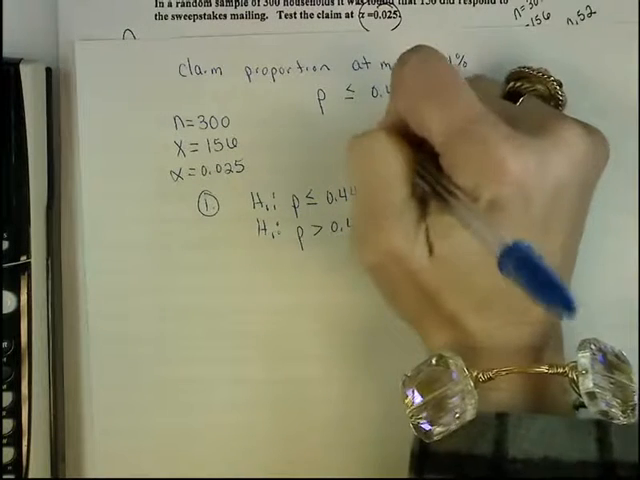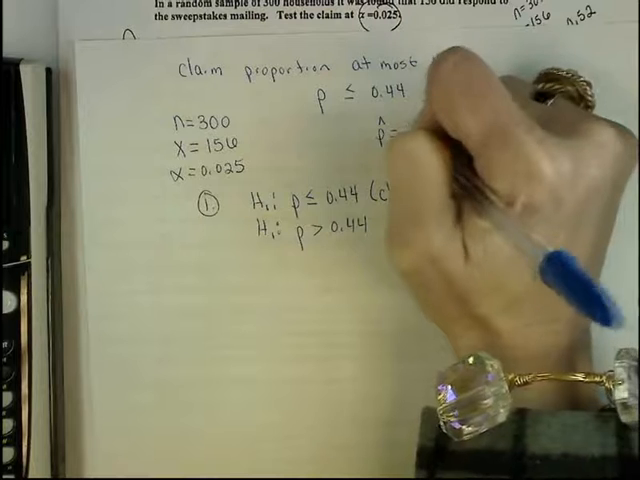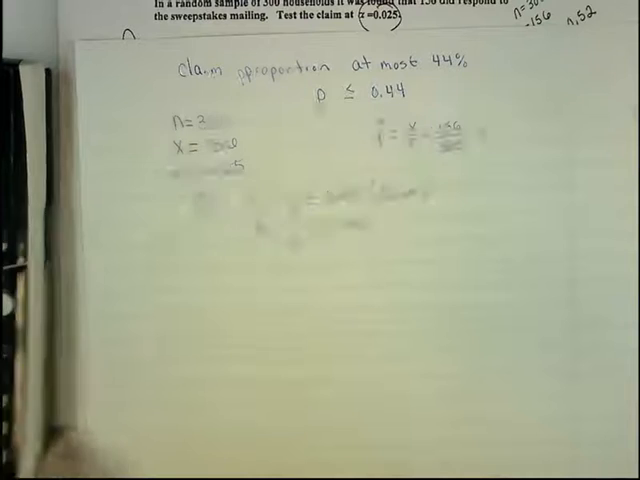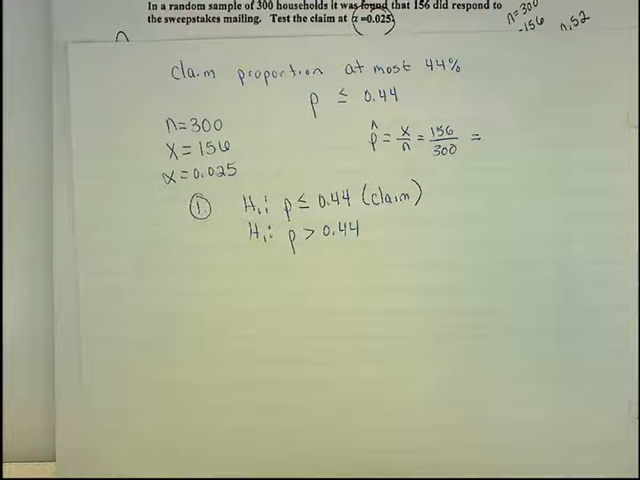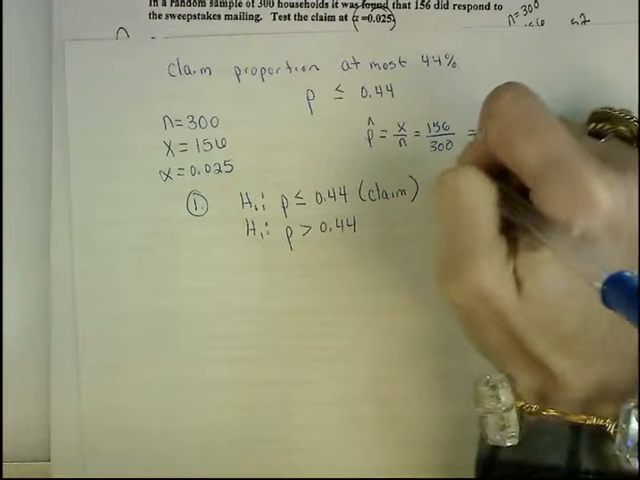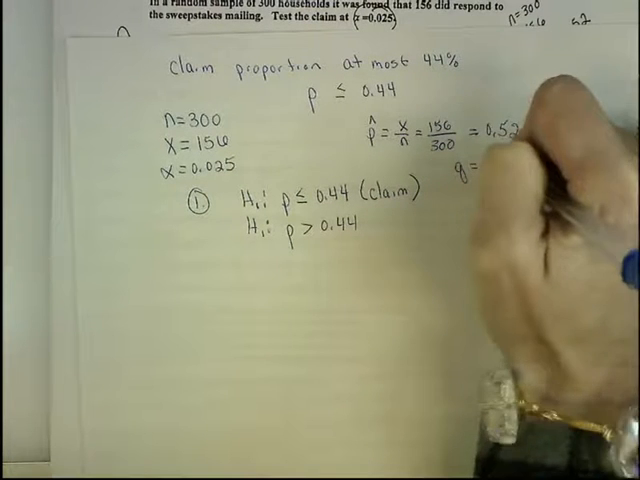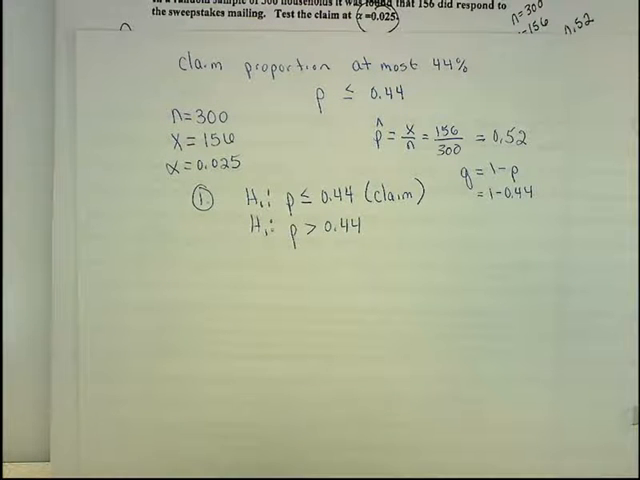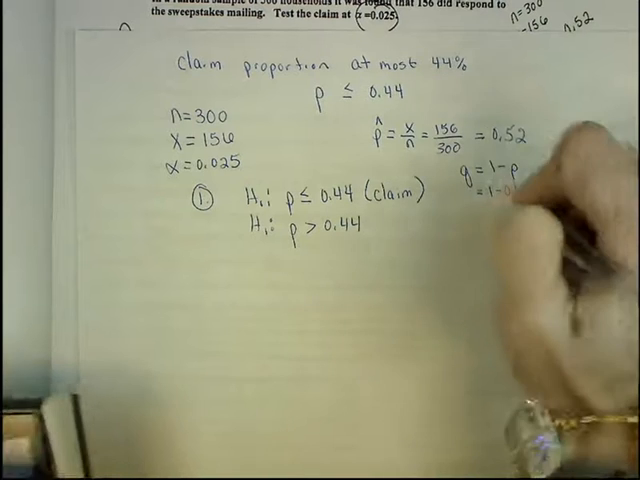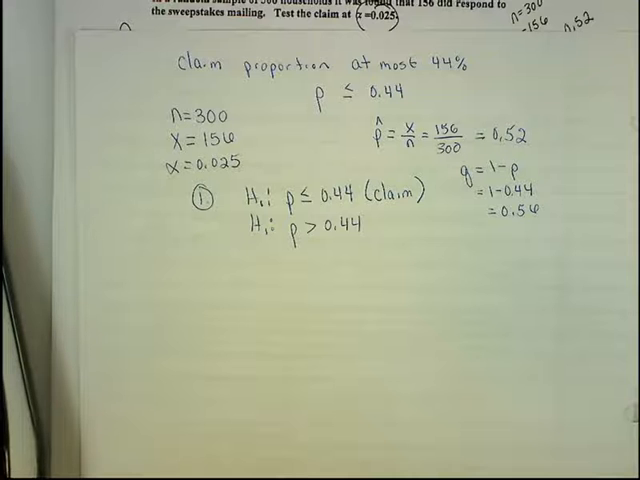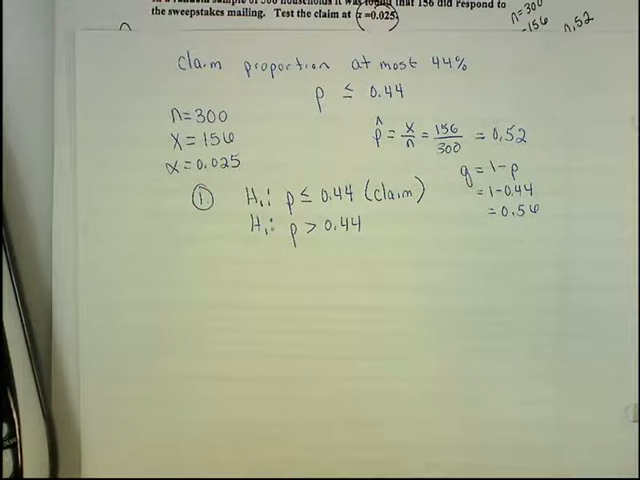The next thing you may want to do is p-hat. It is x over n, or 156 out of 300. The textbook says if that's not a nice number to round to 3 places accurately, and it is a very nice number of 0.52. Also, your Q is 1 minus your claim P, which is 1 minus 0.44, and 1 minus 44% is 56%. You need to know P and Q. P is the claim of 44%, therefore Q is 56%.